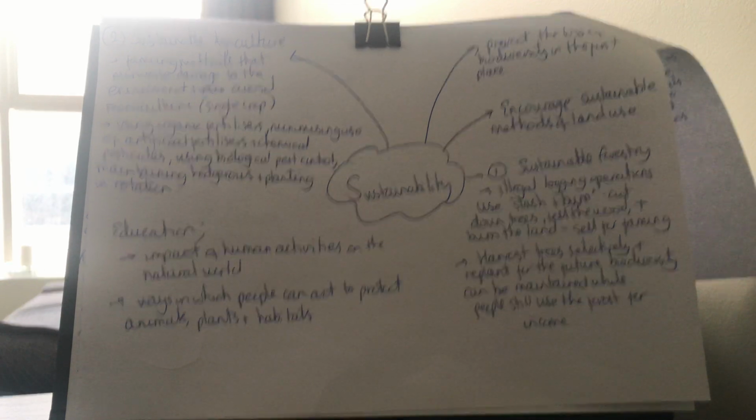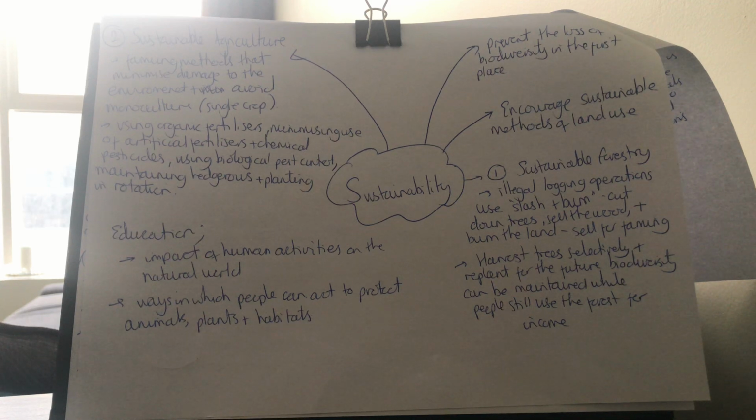Methods of sustainable agriculture are: we use organic fertilisers. You need to minimise the use of artificial fertilisers and chemical pesticides. You need to use biological pest control, and we maintain hedgerows, and you plant in rotation. So in this area of soil, I'm going to grow this plant. Then I'm going to leave that soil for a year so the minerals can replenish, and I'm going to grow in this bit of my farm this plant.